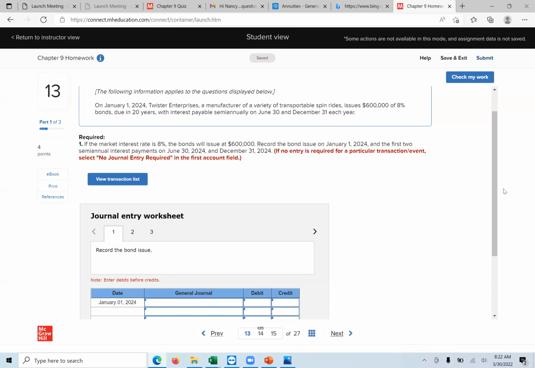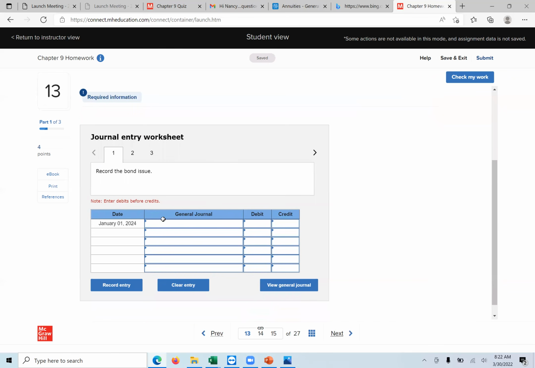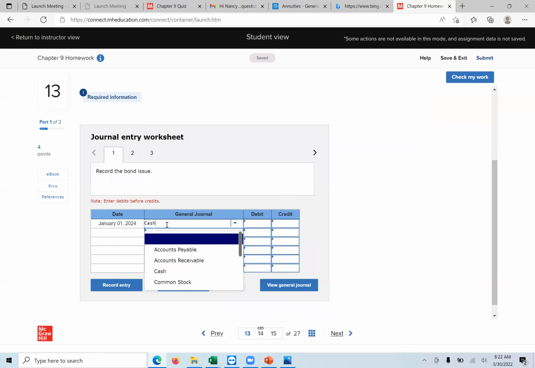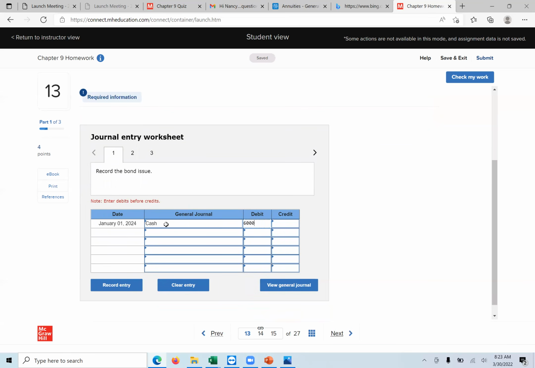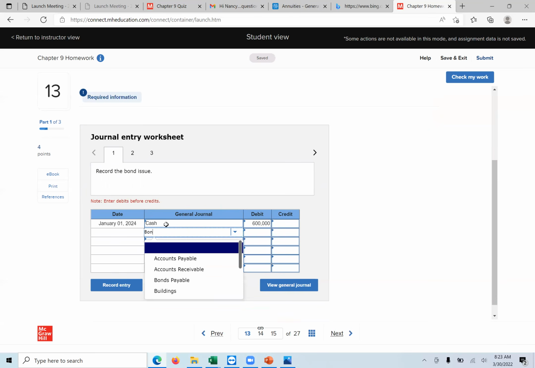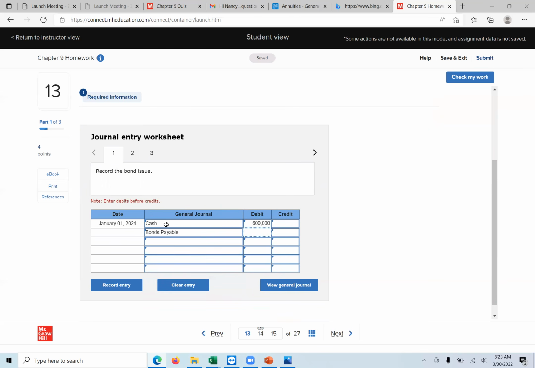Record the bond issue on January 1st, 2024, and the first two semi-annual payments. So what they're telling you is these bonds are issuing at the face amount. Stated rate is the same as the market rate. Therefore, the debit will be cash of 600,000. The credit will be bonds payable of 600,000.